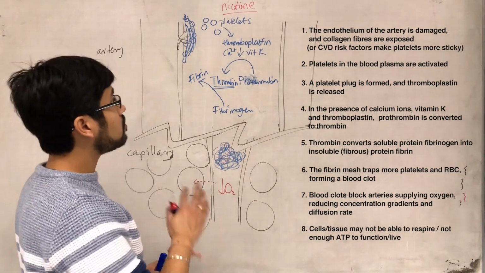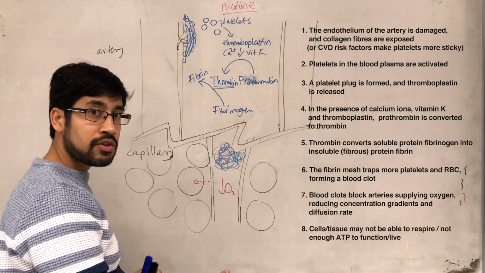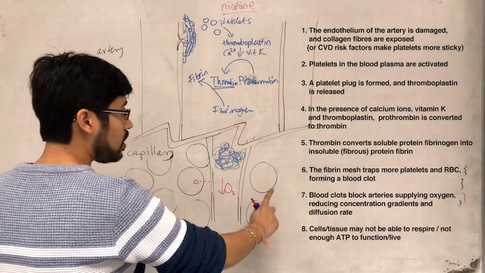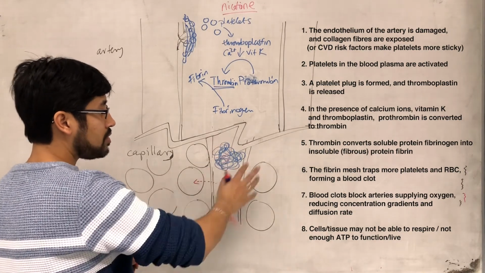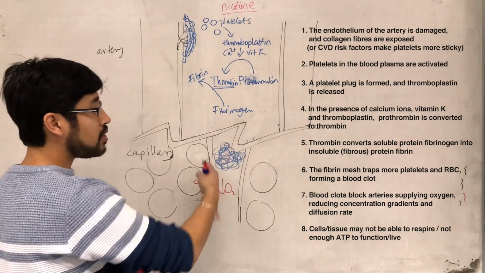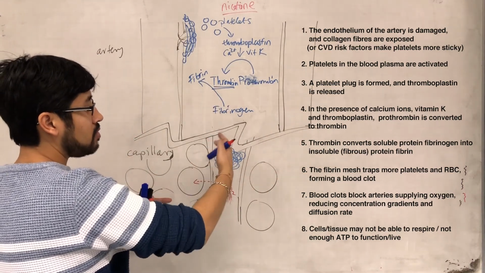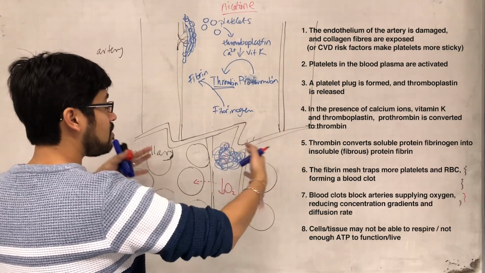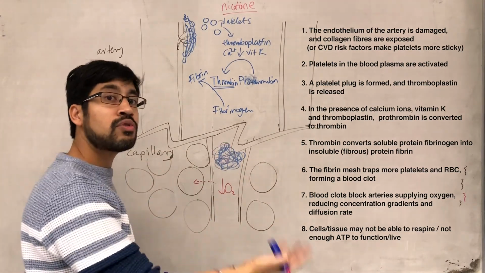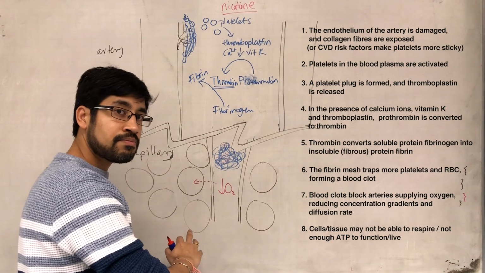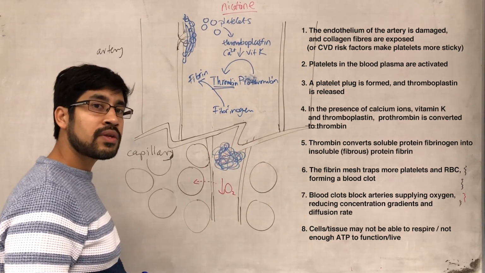Okay, so that's blood clotting and how it can have consequences on cells and tissues, okay? So this could be happening in a heart, for example. It could also be happening in the brain. So this could be an artery leading to the brain, and in that case, these could be brain cells, and in that case, we could be looking at a stroke rather than a heart attack, okay? So that's blood clotting and cardiovascular disease.